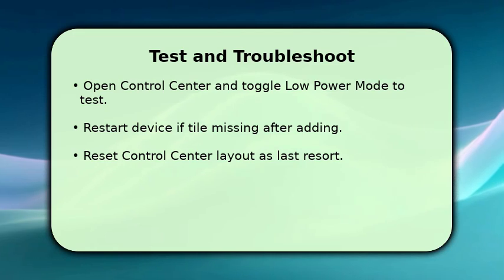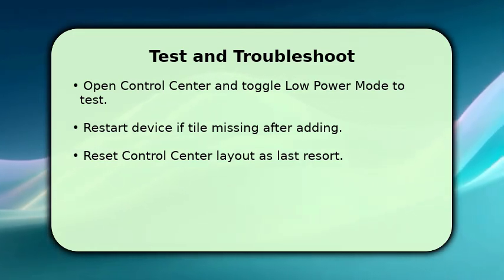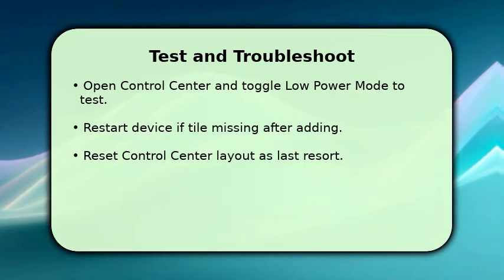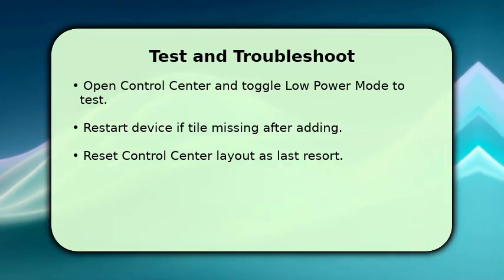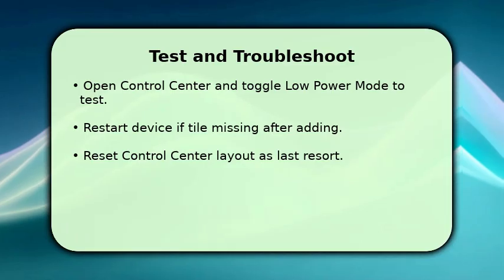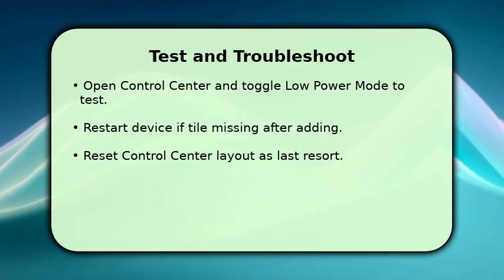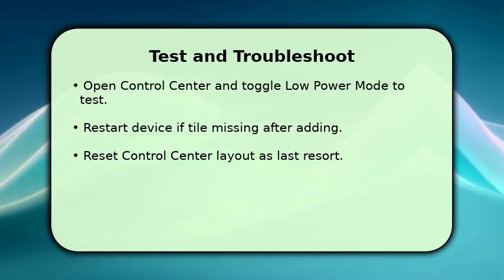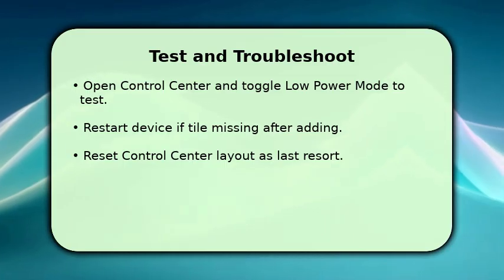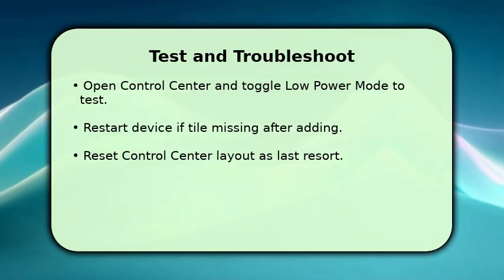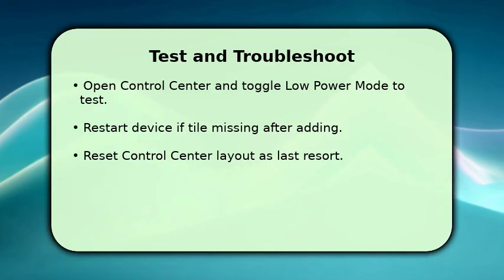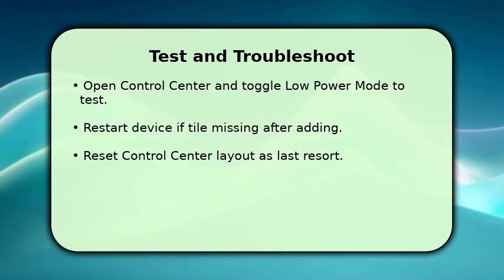Finally, test the new Control Center tile by swiping to open it and tapping low power mode. You should see battery percentage and performance adjustments immediately. If the tile is missing or unresponsive, restart your iPhone first because that forces a UI refresh. If issues persist, remove and re-add the tile or reset Control Center layout in settings to restore defaults.